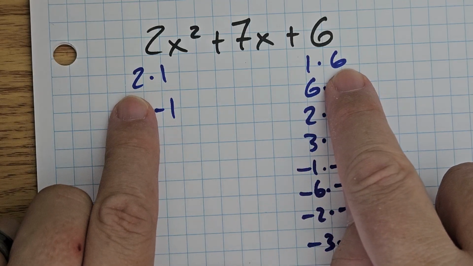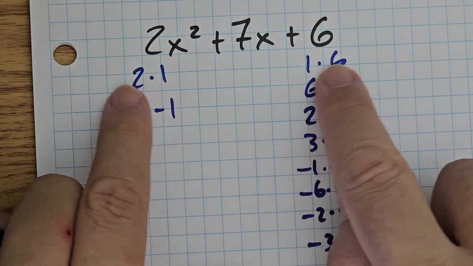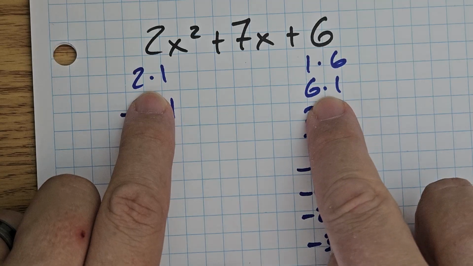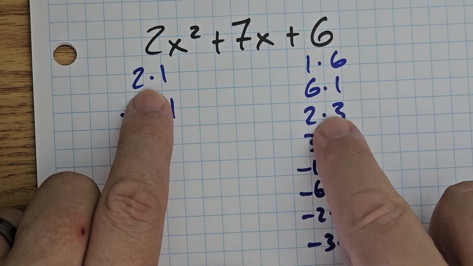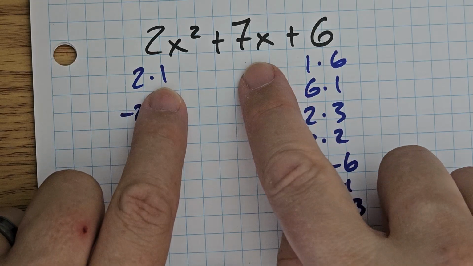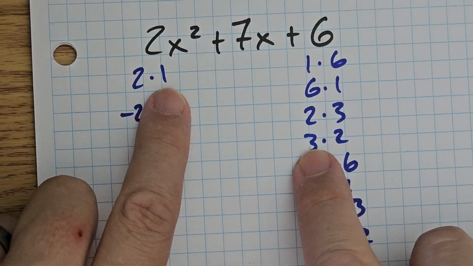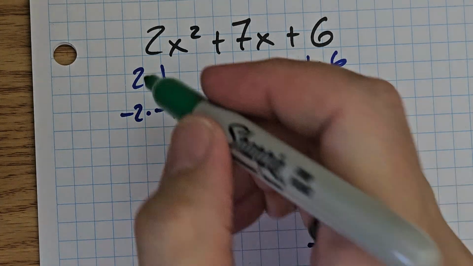This outside product, 2 times 6 is 12. Inside product, 1 times 1 is 1. 12 plus 1 does not make 7. So let's go to the next combination. 2 plus 6 does not make 7. So let's go to the next combination. 6 plus 2 does not make 7. So let's go to the next combination. 4 plus 3. That does make 7. So let's take a look at that.